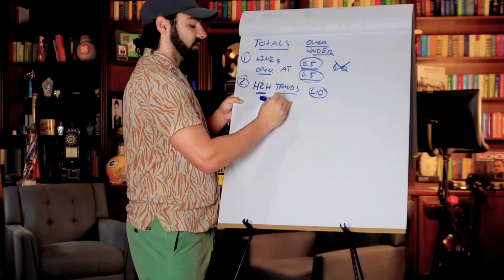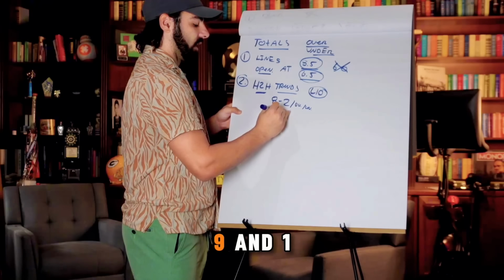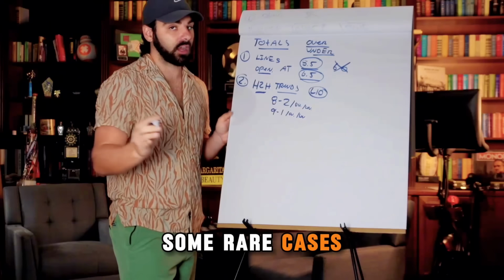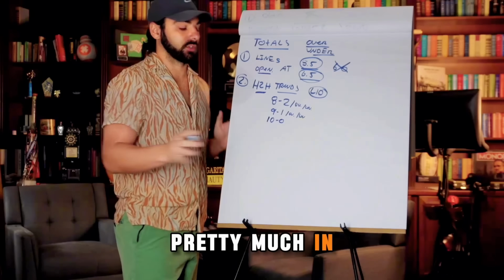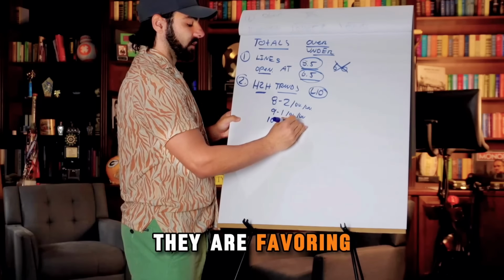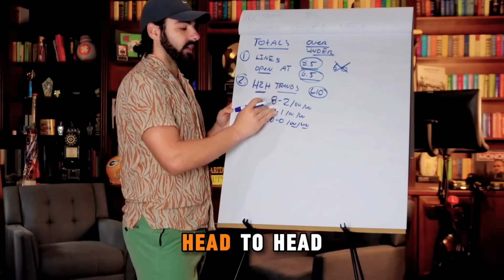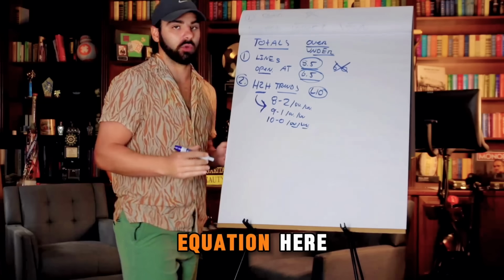So pretty much 8-2 favoring either the over or the under, 9-1 favoring the over or the under, and in some rare cases, it'll be 10 to 0 in the last 10 favoring the over or the under. Strong head-to-head trends. This is very important. This is the most important step of the whole equation.